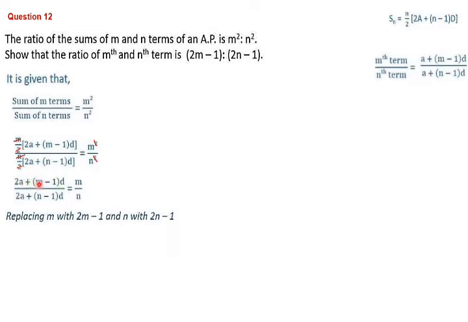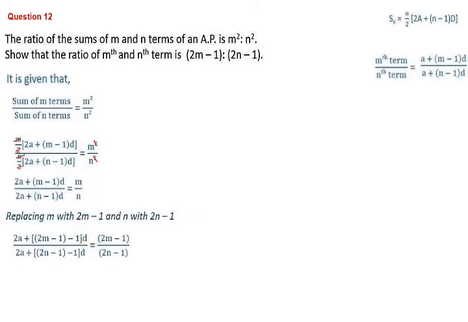Then in such a way we can take common from the numerator completely and from the denominator completely. To make 2 common, we are replacing m with 2m minus 1, and here n with 2n minus 1. While doing the calculation you will get it. So in 2a plus m I have replaced m with 2m minus 1.